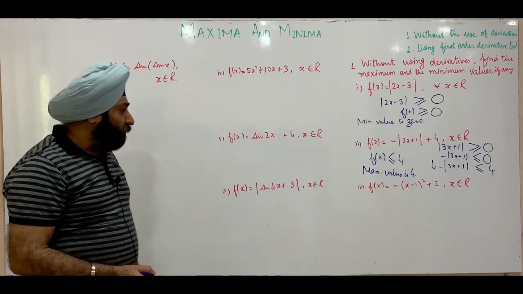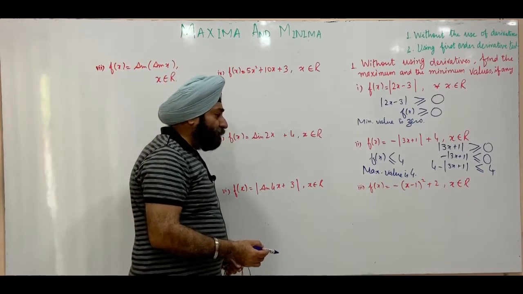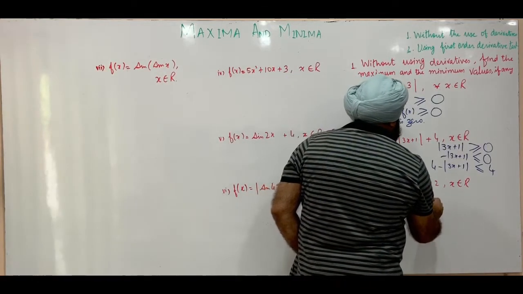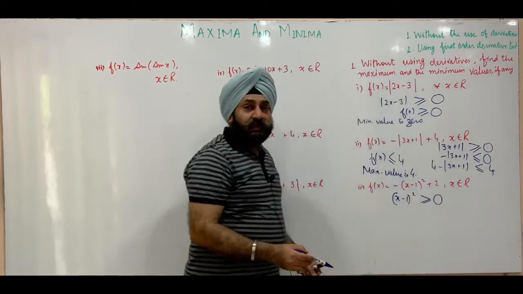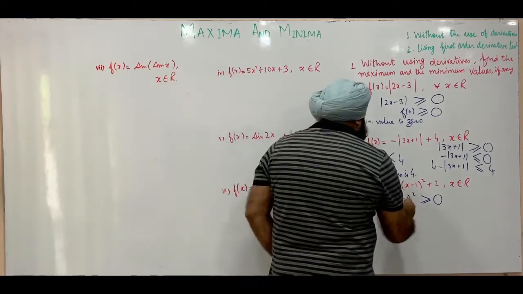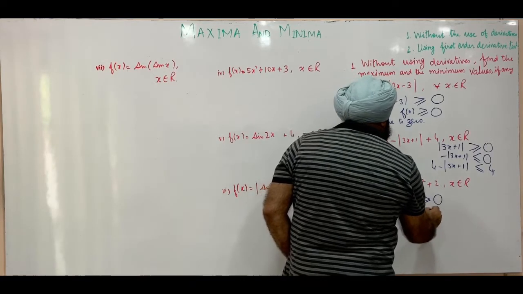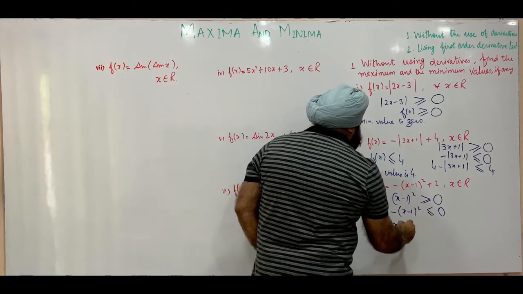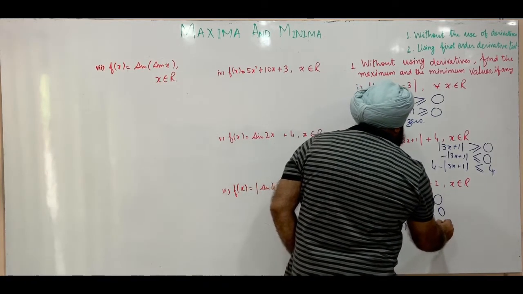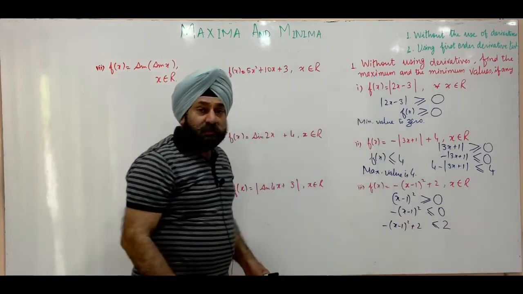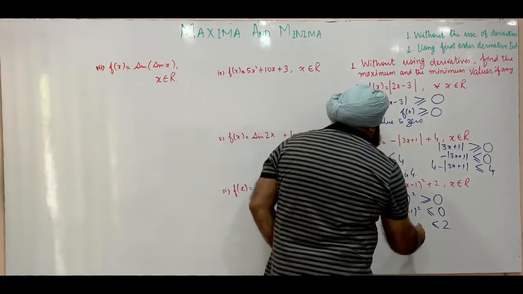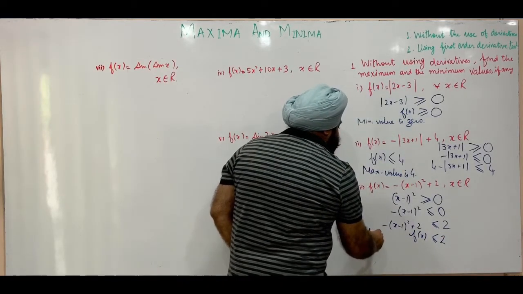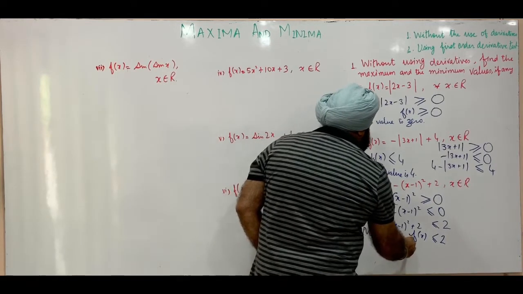Next one, f of x is minus of x minus 1 whole square plus 2. So we know x minus 1 whole square is greater than or equal to 0. Being square, this is always positive. Multiplying both sides by minus 1, this will be less than or equal to 0. Then adding 2, minus of x minus 1 whole square plus 2 is less than or equal to 0 plus 2, that is 2. So what is the left hand side? It's the function. So we can say f of x is less than or equal to 2. So 2 is the maximum value. Maximum value is 2.